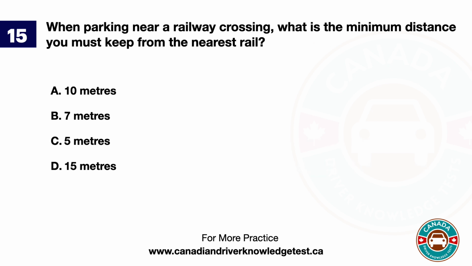Question 15. When parking near a railway crossing, what is the minimum distance you must keep from the nearest rail? A. 10 meters. B. 7 meters. C. 5 meters. D. 15 meters. The answer is D. 15 meters.